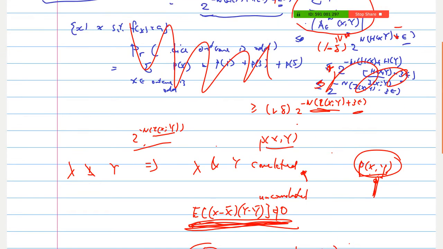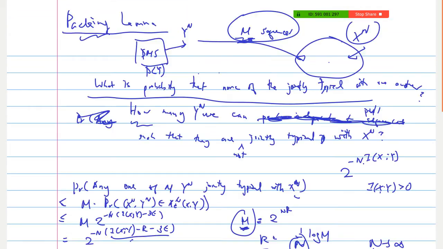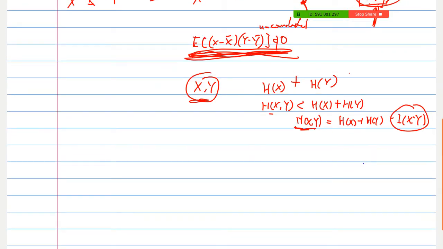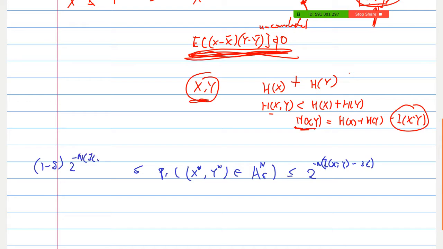So all together, this probability, which I didn't write down here, that x^n and y^n are jointly typical will be bounded above by 2^(-n(I(X;Y)-3 epsilon)), and below by (1-delta) 2^(-n(I(X;Y)+3 epsilon)). So that's the final result.